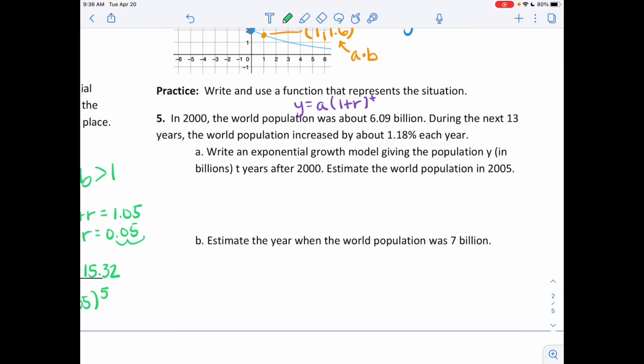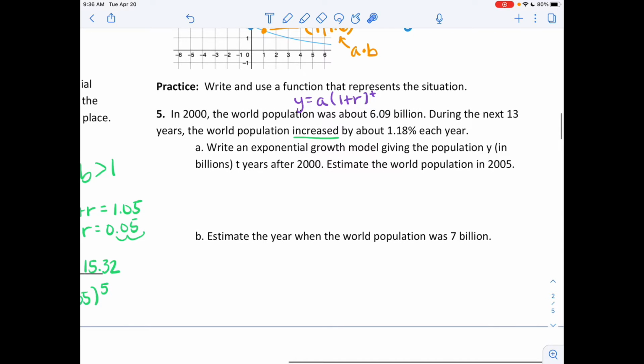Since it says increase, we know that this is growth, so I've gone ahead and written our growth function here for us to reference. We want to write an exponential growth model giving the population y in billions t years after 2000, and then estimate the world population in 2005. So let's go ahead and identify all of our parts and pieces.